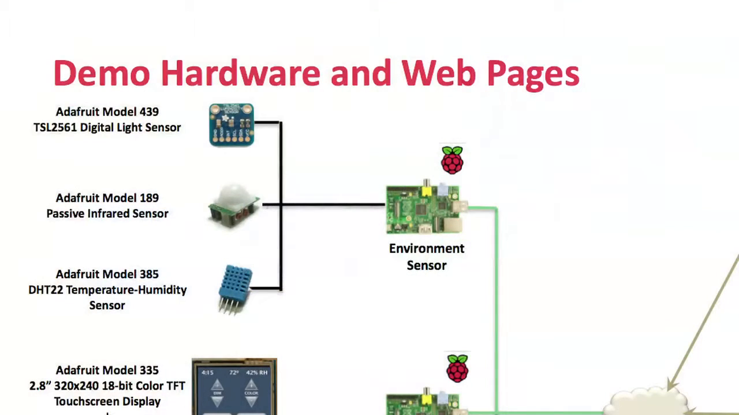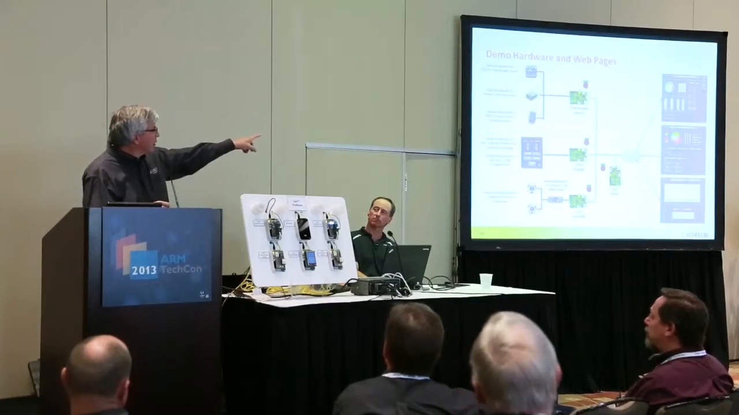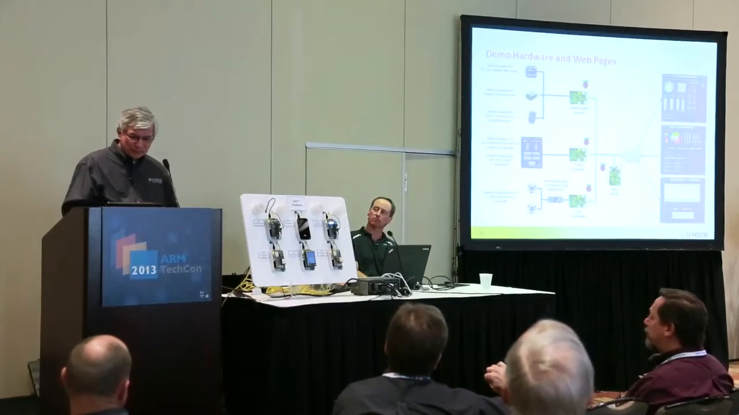On the top is what we call the environment sensor. The environment sensor uses Adafruit modules, because we like the Adafruit modules, they're really easy to work with. So it has an Adafruit light level sensor, a passive infrared sensor for doing occupancy, and a temperature and humidity sensor. We interface those 3 devices to the Pi directly.